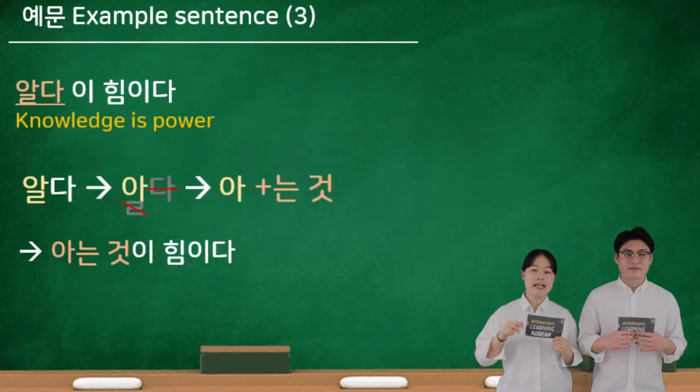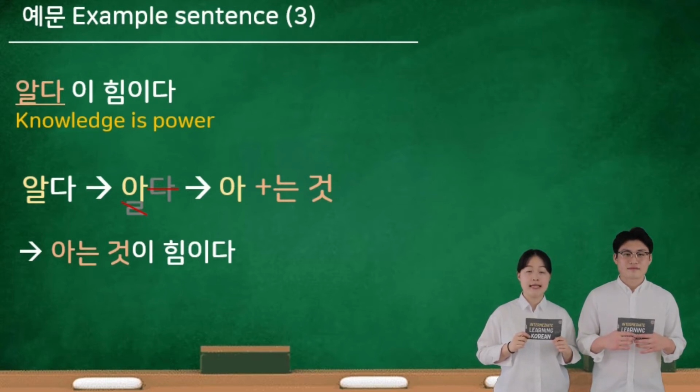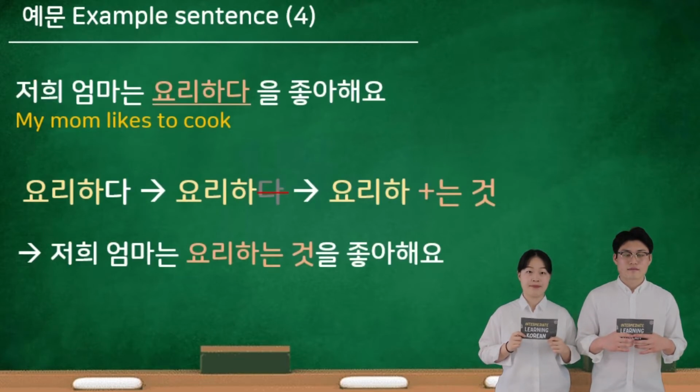This is the third example sentence. 알다 이 힘이다. When 다 is removed from the verb 알다, there is a final consonant, 리을, so 리을 is removed and 는 것 is used. So it becomes 아는 것이 힘이다.